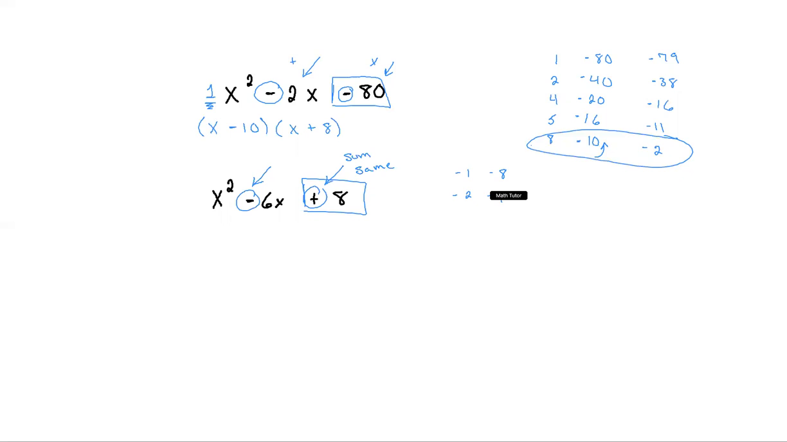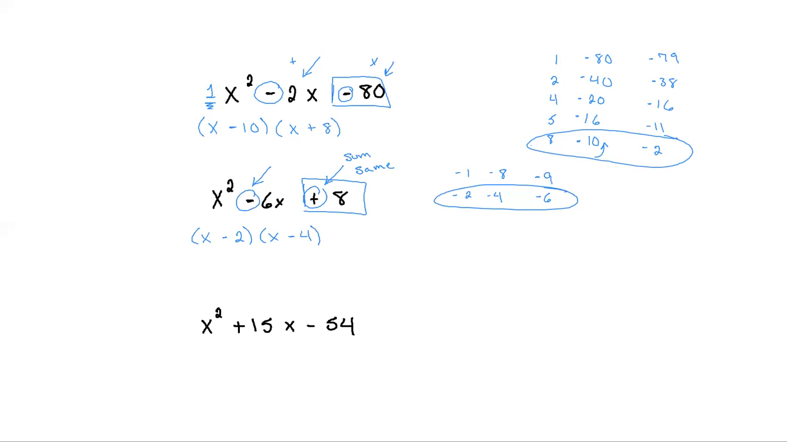When I add them together, I have negative 1 plus negative 8. It's going to give me negative 9. Negative 2 plus negative 4. It's negative 6. So x minus 2 and x minus 4.